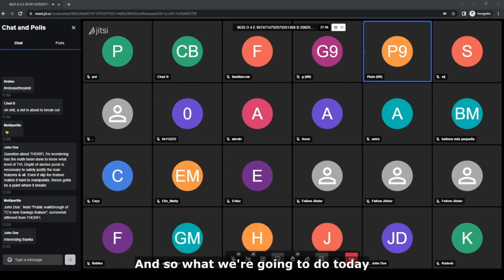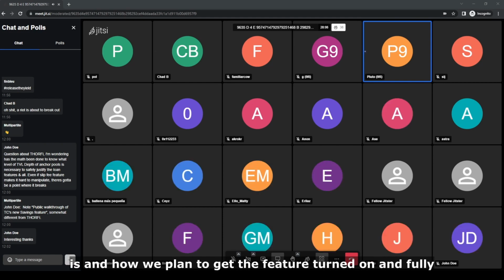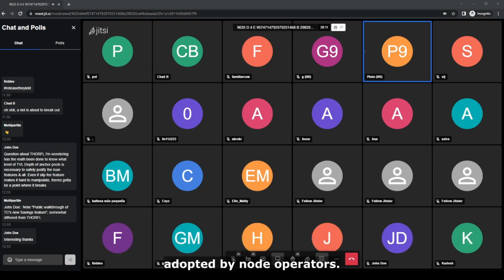And so what we're going to do today is a little bit of a demonstration of savings vaults and show you how they work. We'll also discuss in a little bit of detail what the economics of the savings vaults are. We will talk about what the next stage of the rollout plan is and how we plan to get the feature turned on and fully adopted by node operators.